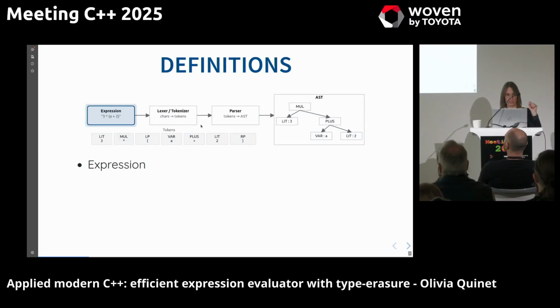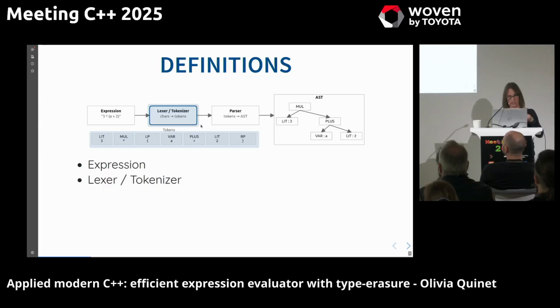So, a bit of definition. For example, let's take the expression 3 times (a plus 2) in parentheses. I hope you can see it clearly. That's a string of characters. That string is passed to a lexer, a tokenizer, which creates a vector of tokens. So for this, for example, we have first a literal 3, then the multiplication operator, a left parenthesis, a variable a, the plus operator, the literal 2, and the right parenthesis.